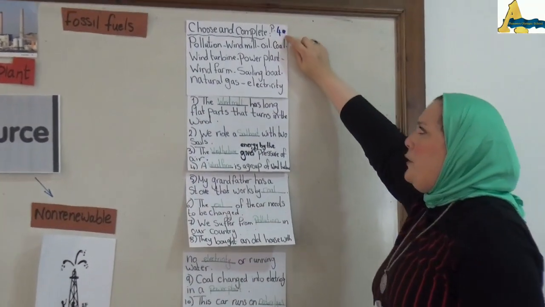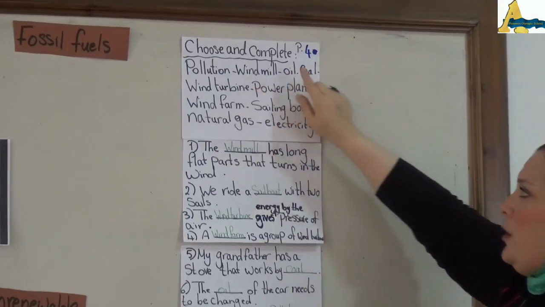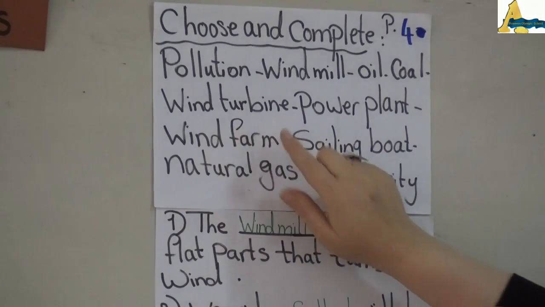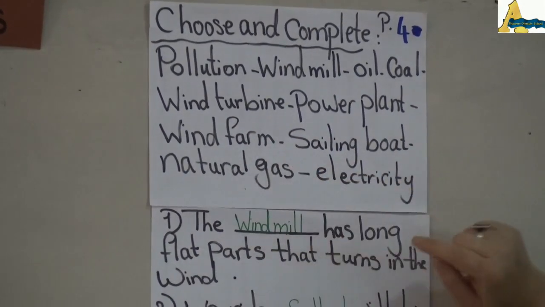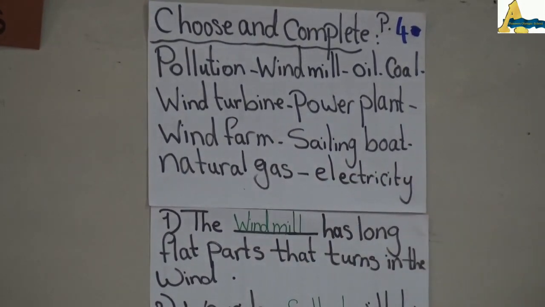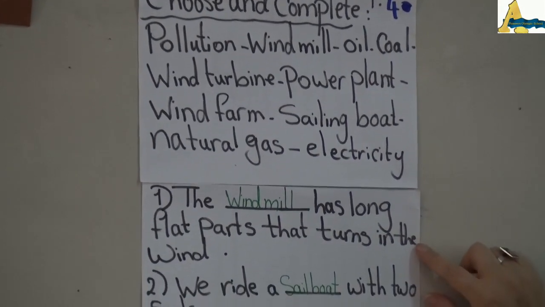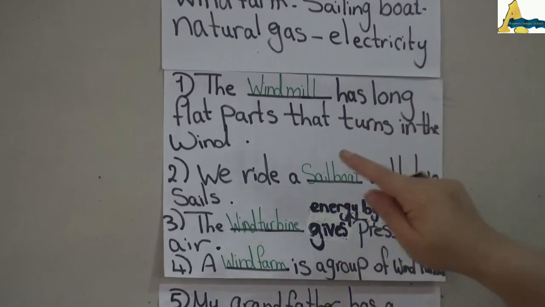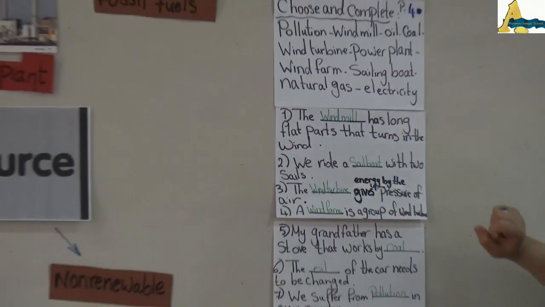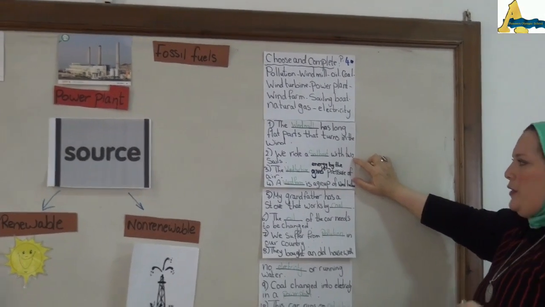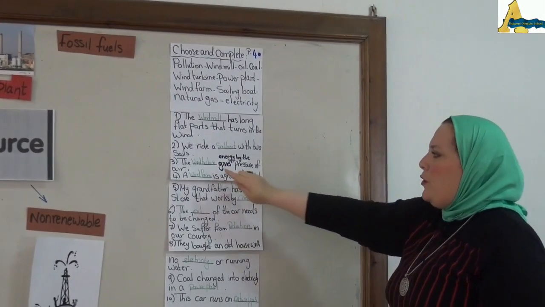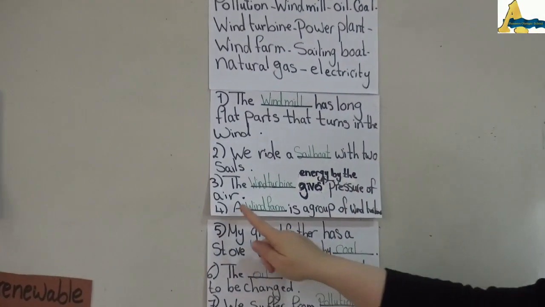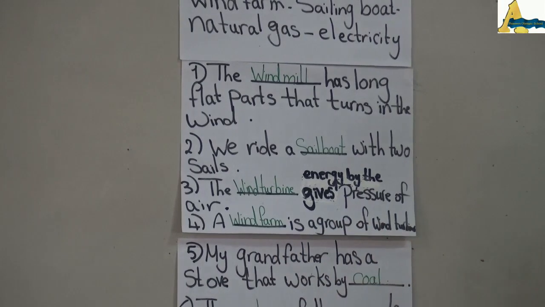This is an exercise. You'll find it in your booklet, page 40. Choose and complete. Pollution, windmill, oil, coal, wind turbine, power plant, wind farm, sailing boat, natural gas, and electricity. The first question. The windmill has long, flat parts that turn in the wind. You can see it in the visual. We ride a sailboat with 2 sails. The wind turbine gives energy by the pressure of the air. A wind farm is a group of wind turbines.